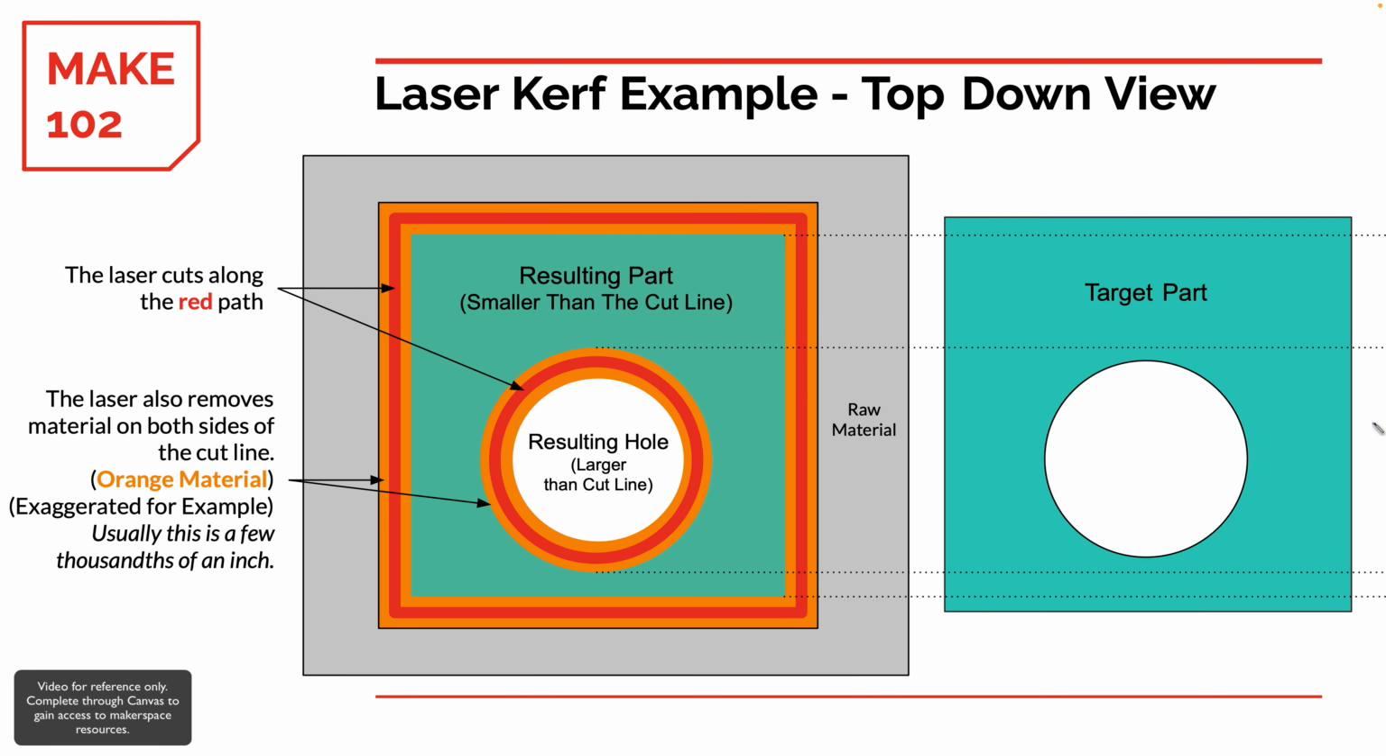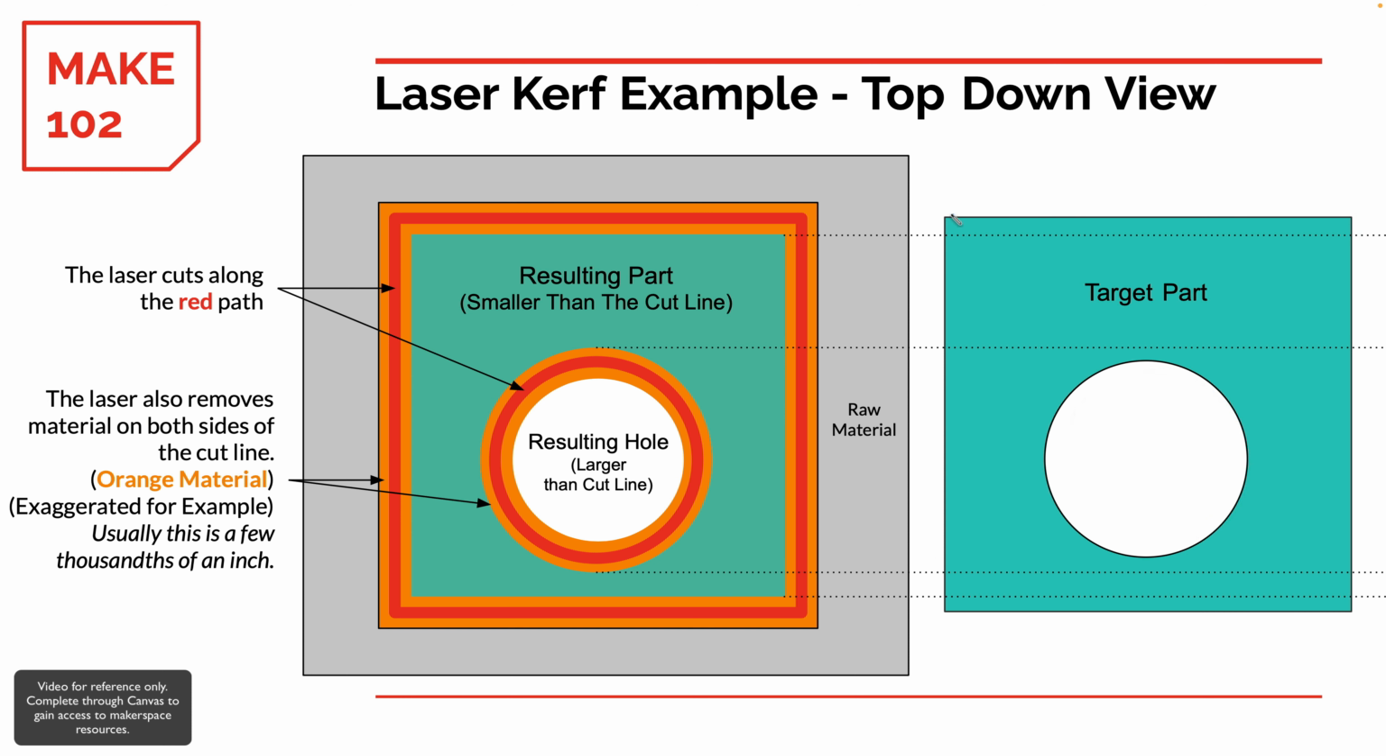So here is an example of how kerf width affects the cut that you make. The gray box here represents the raw material, and this is the target part that we want to cut. It's simply a square of a particular dimension with a hole cut in the middle of a particular dimension.